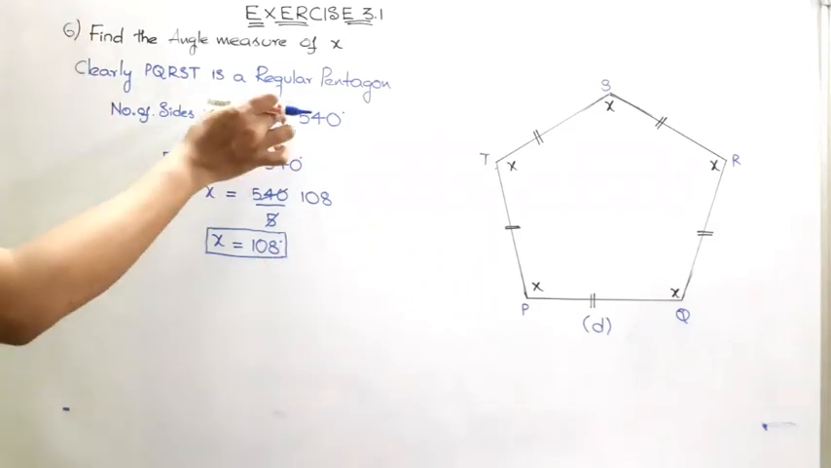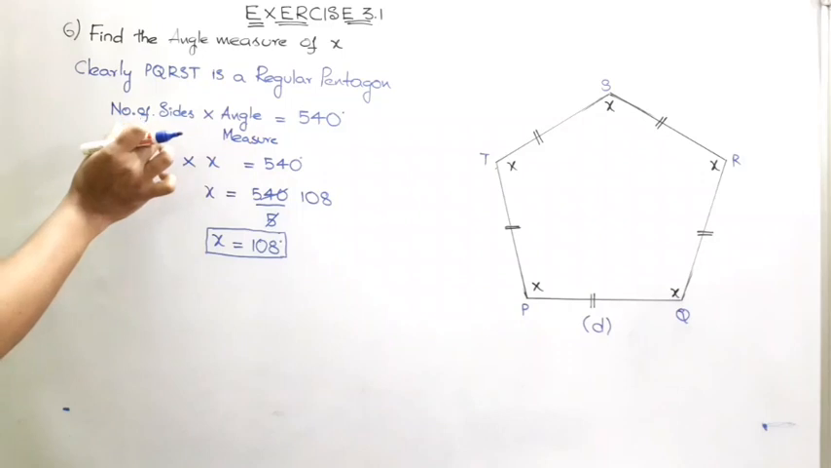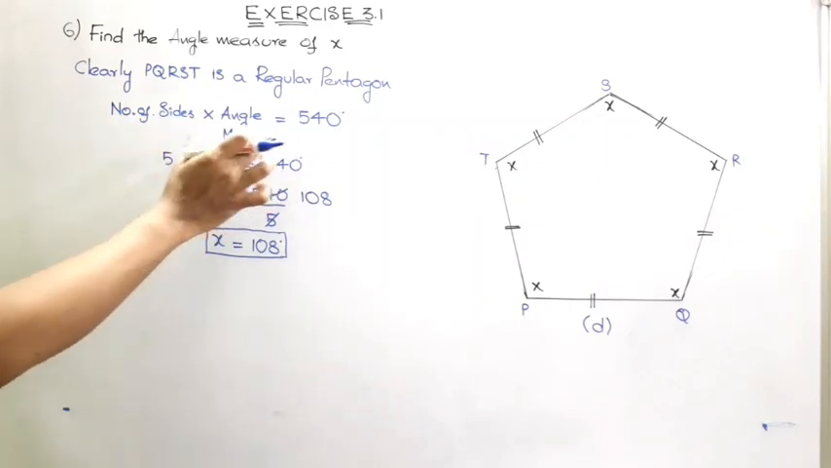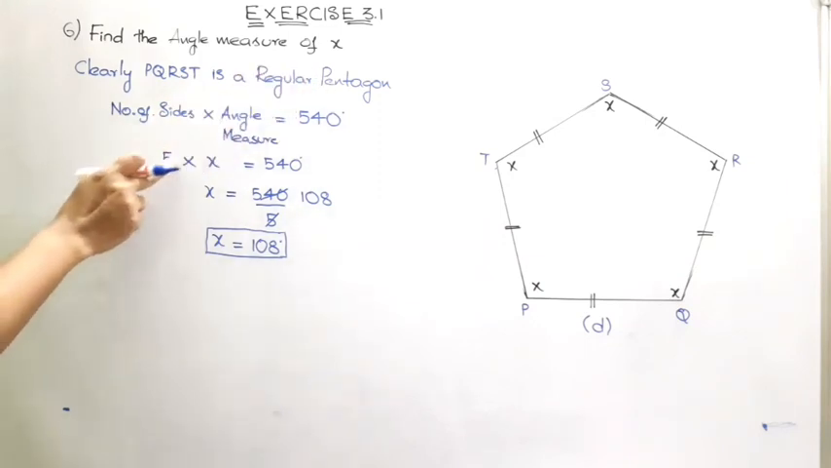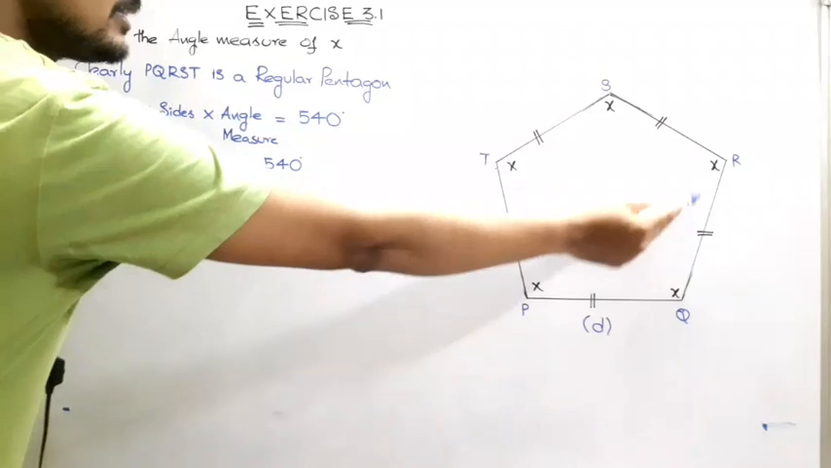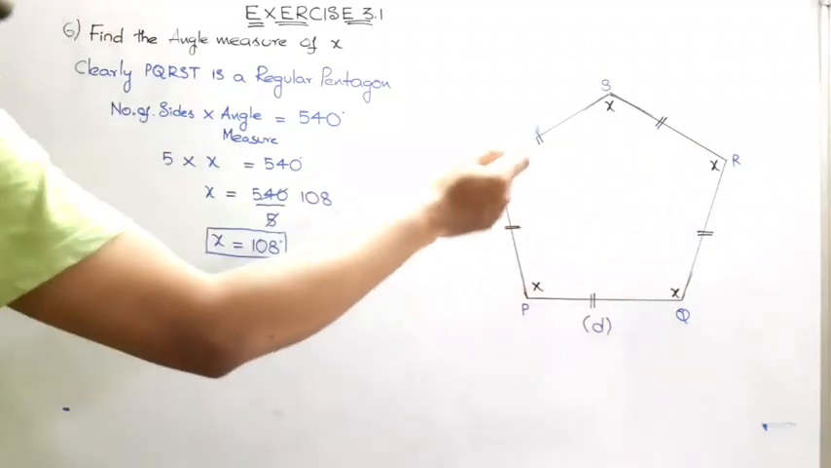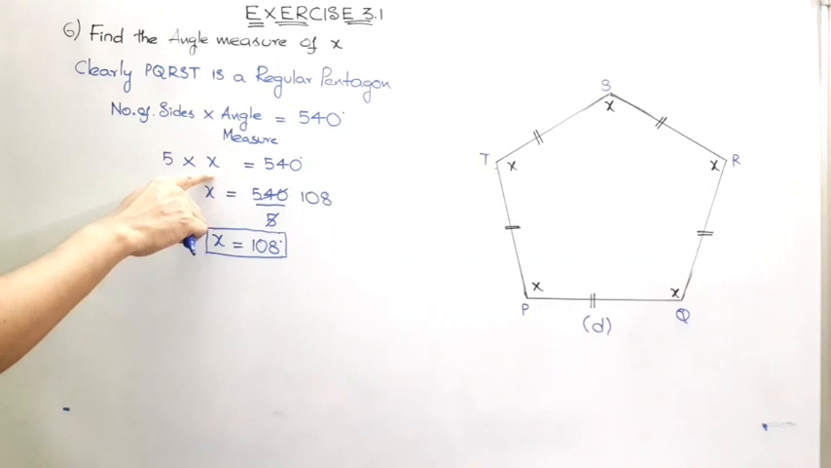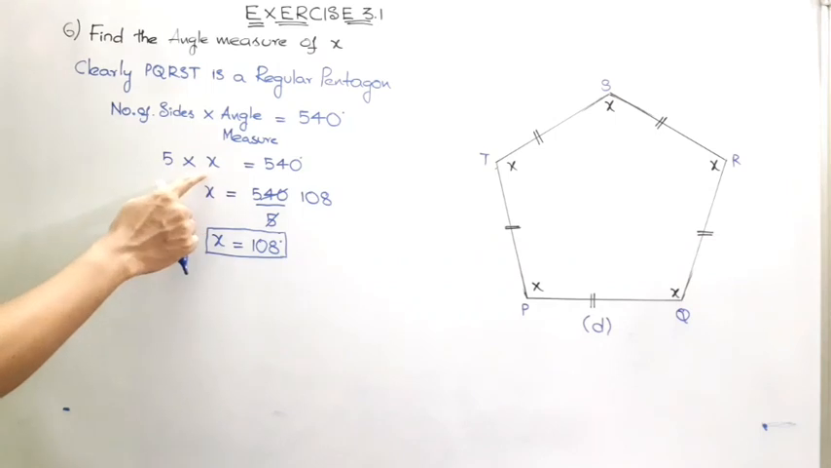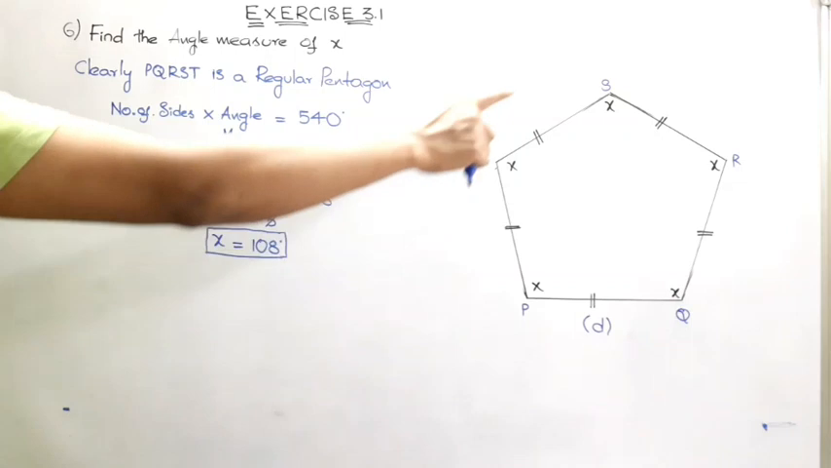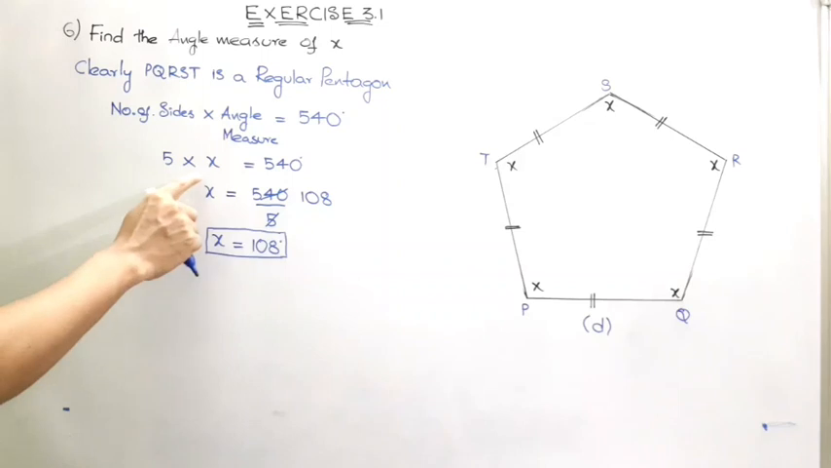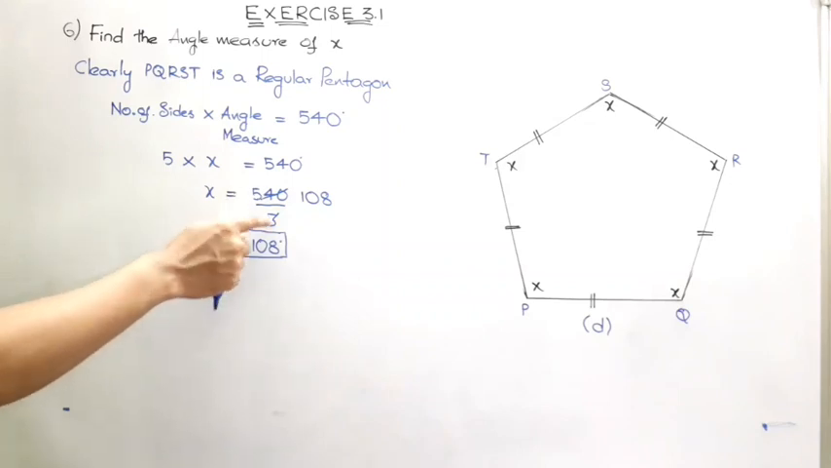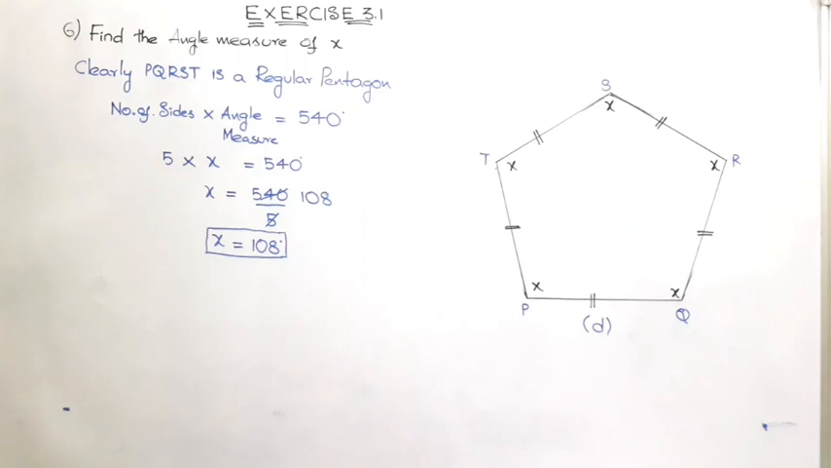Hope you are clear, children. Being a regular pentagon, we directly use the number of sides of the polygon, 5, into the angle measure, which is equal for all angles, so we take that angle measure as x. So 5 into x, which is equal to the sum of all the angles of a pentagon, will be 540 degrees. As we want only the individual angle, x is equal to 540 by 5, which is 108. Hence the angle measure is 108 degrees.